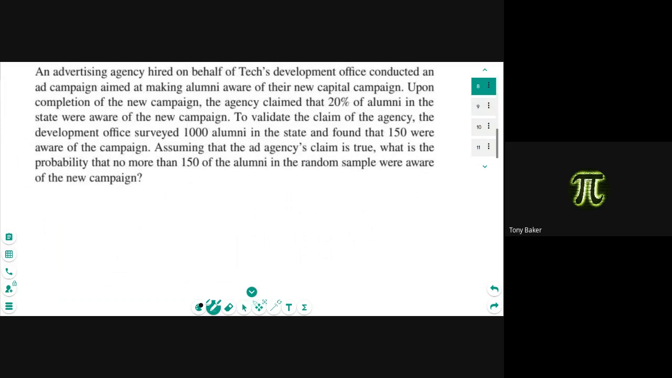All right, let's look at this one. So the agency did some work and claimed that 20% of the alumni in the state were aware of the new ad campaign. To validate this claim, the agency developed a survey of 1,000 alumni in the state, and found 150 were aware of the campaign. Okay, so we want to know if their ad agency's claim was true, that 20% of the alumni were aware of the new campaign.